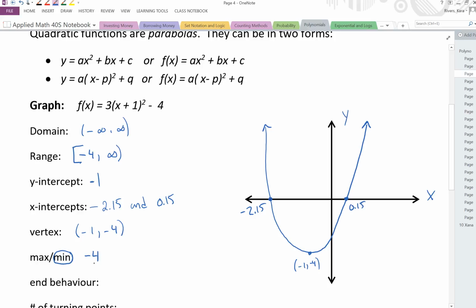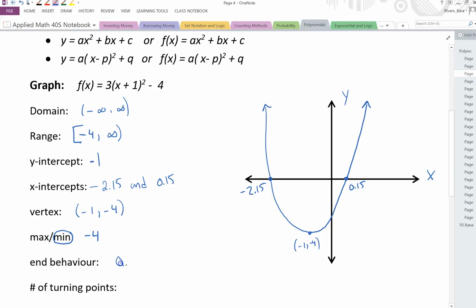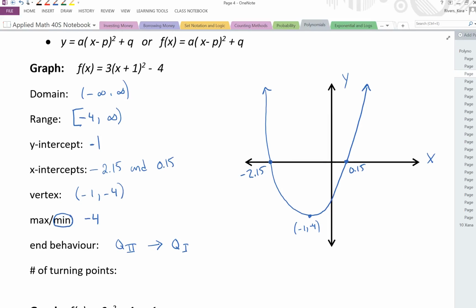Our end behavior, where are those end points? Where are those arrows? Well, they're sitting in quadrant 2, and it goes to quadrant 1. Okay, remember, always reading from left to right. The number of turning points, this graph is our first one that has a turning point, and the turning point is at the vertex, so it's got 1 turning point.